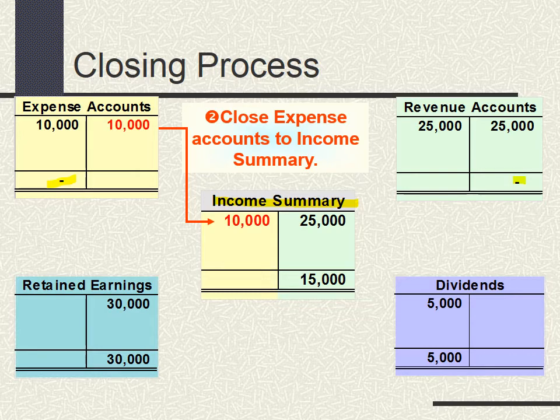And look what this is. Revenues minus expenses is equal to net income. And in this example that I'm providing, net income of $15,000 has been updated.